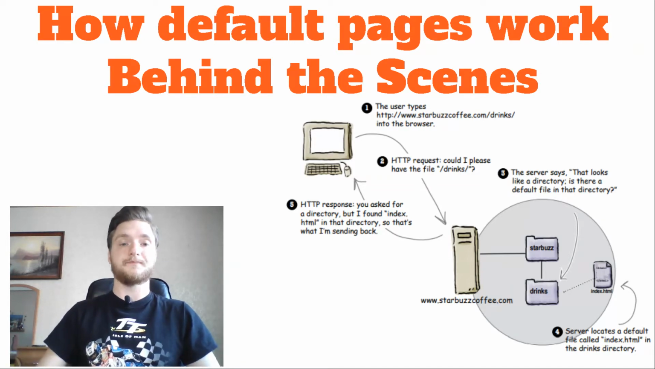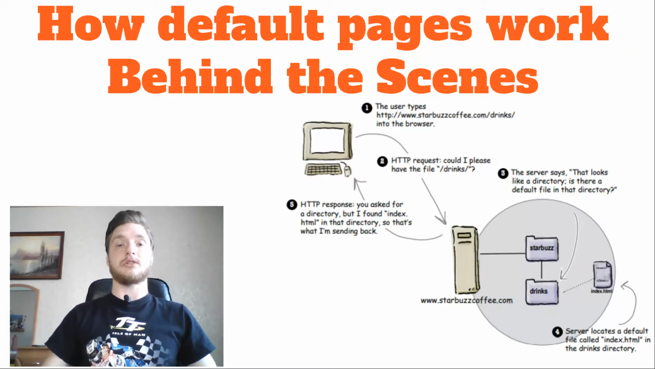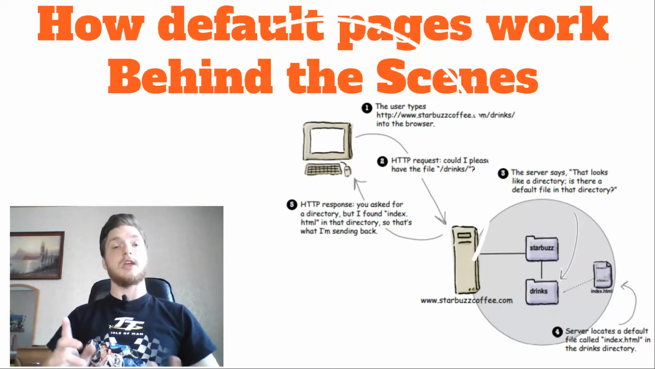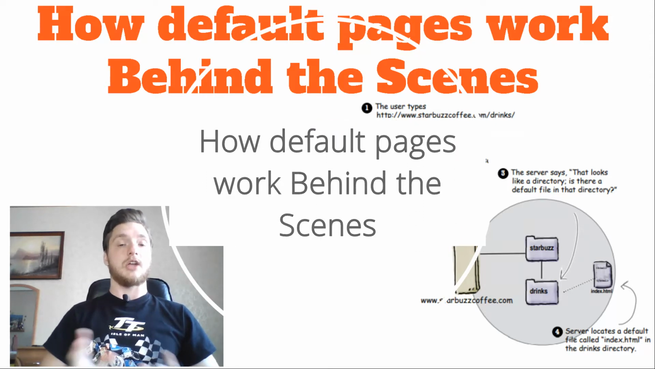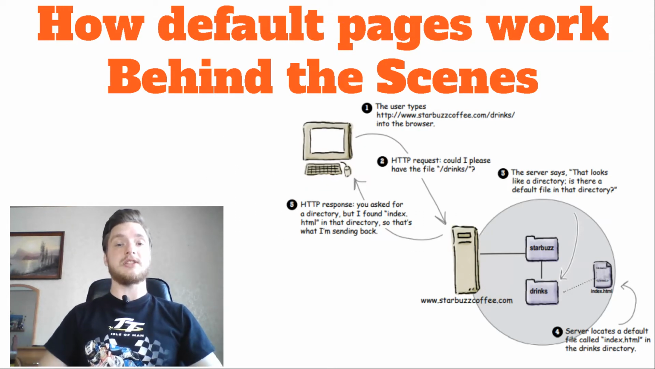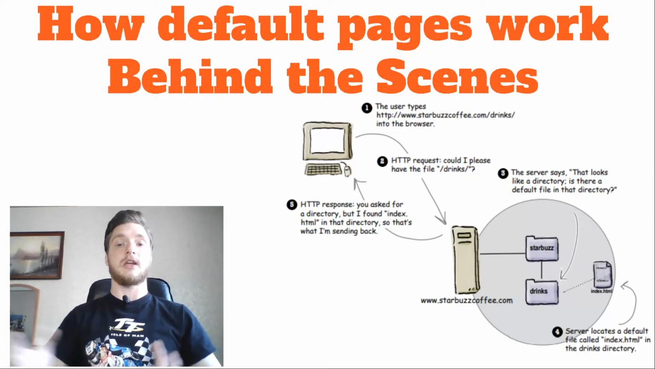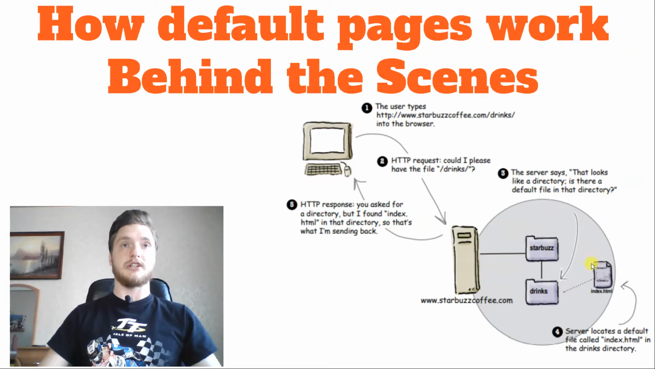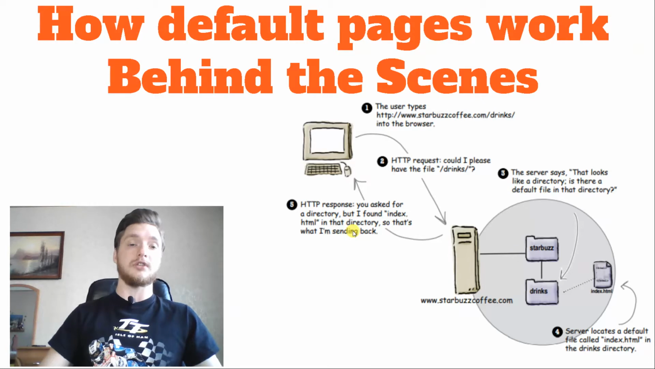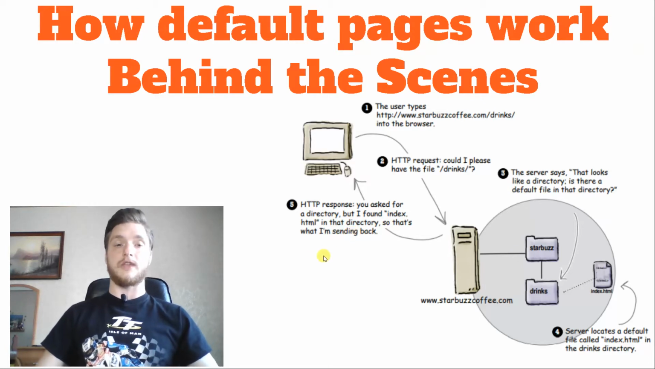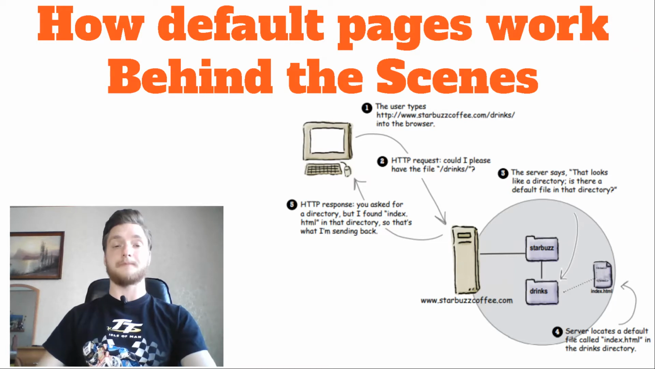So let's start. The user types http://www.starbuzzcoffee.com/drinks into the browser. That was first. 2. HTTP request: could I please have the file drinks? 3. The server says that looks like a directory; is there a default file in that directory? 4. The server locates a default file called index.html in the drinks directory. And 5. HTTP response: you asked for a directory, but I found the index.html in that directory, so that is what I'm sending you back.